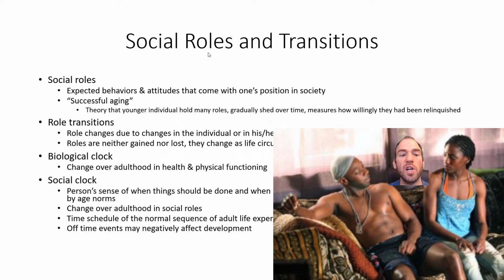Biological clock: change over adulthood in health and physical functioning. Social clock: a person's sense of when things should be done and when he or she is ahead of or behind the schedule dictated by age norms. Change over adulthood in social roles. Time schedule of the normal sequence of adult life experiences. Off-time events may negatively affect development.